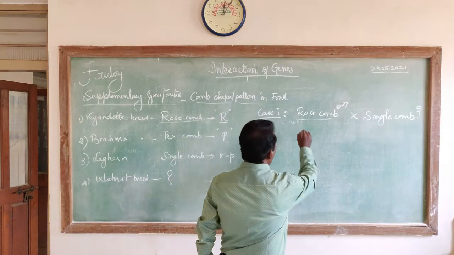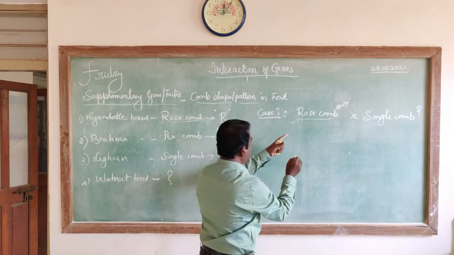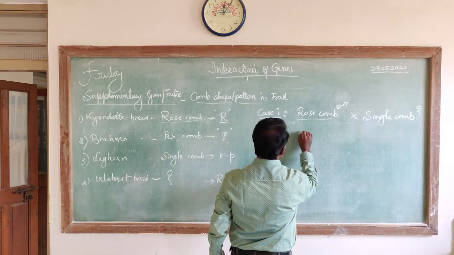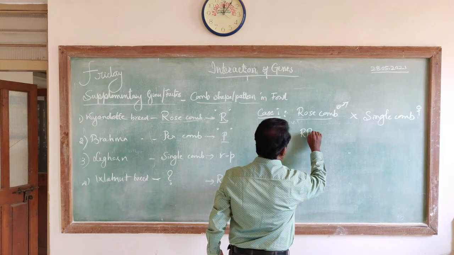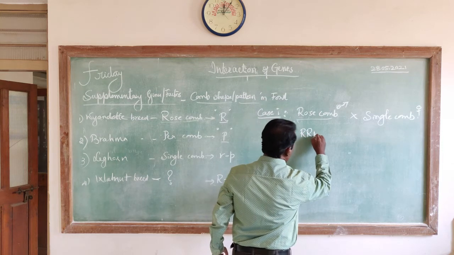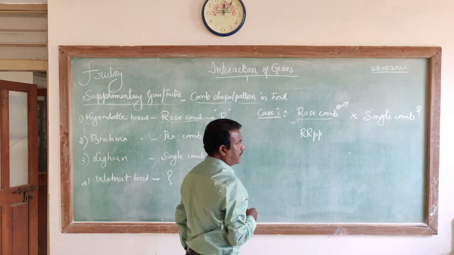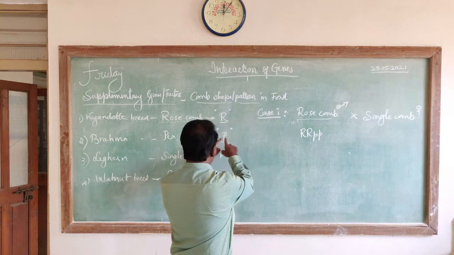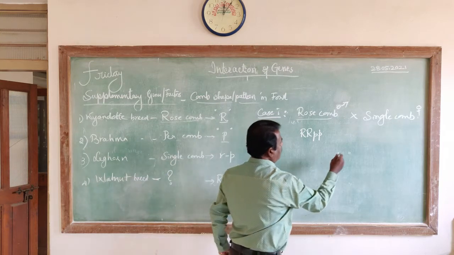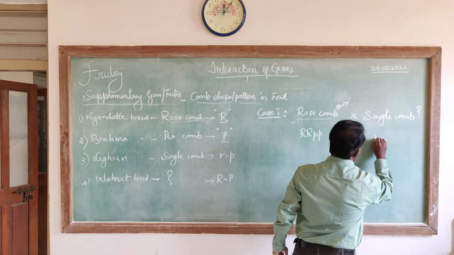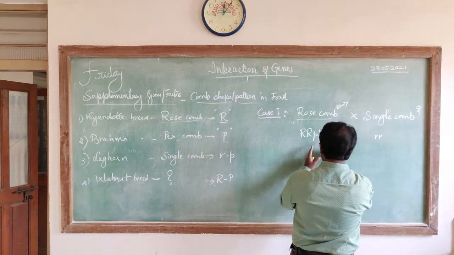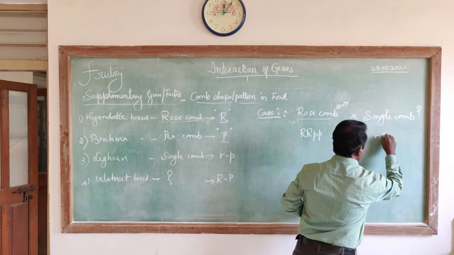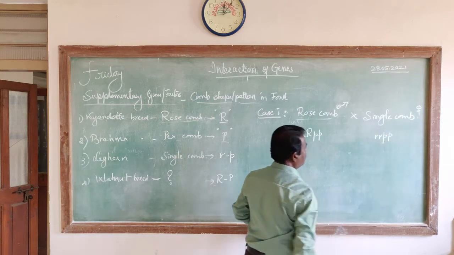Okay? And rose comb, the particular trait, the phenotype, let us write the genotype. Rose comb is the phenotype, but how can we write its genotype? Capital R, small p. Please remember, small p represents the recessive allele of a dominant P, capital P. Okay? Then here, single comb, we need to write alleles of capital R and capital P in recessive state, so it is small r, small p.